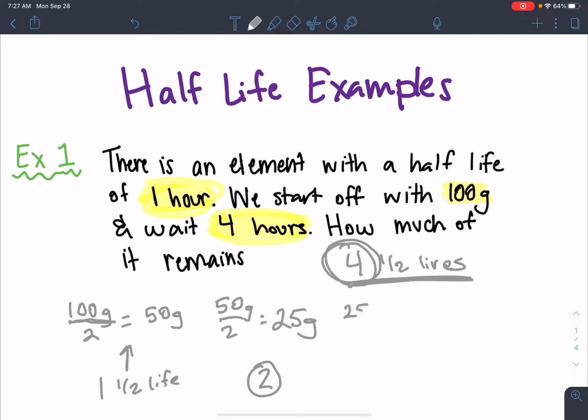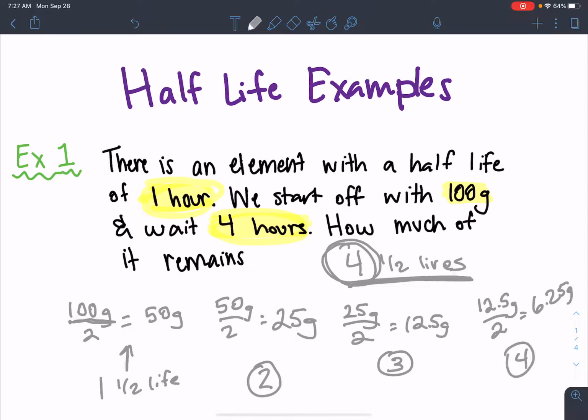Okay, now we're going to do 25 grams divided by 2 again, and that's 12.5 grams. So this is our third half-life. So now this is going to be our fourth half-life. 12.5 grams divided by 2, and we're going to get 6.25 grams. So this is number 4. So this is your final answer. Alright, so not too tricky. If they said maybe this 4 was actually a 5, then you'd have to do it 5 times. But there will be some questions like this on your homework and on your exam.